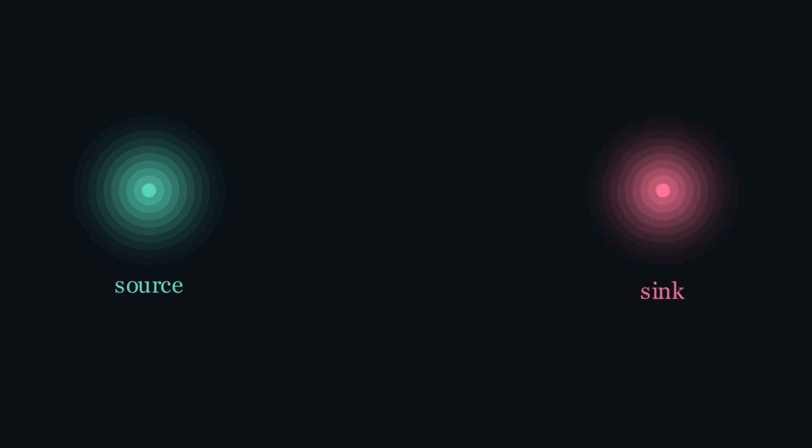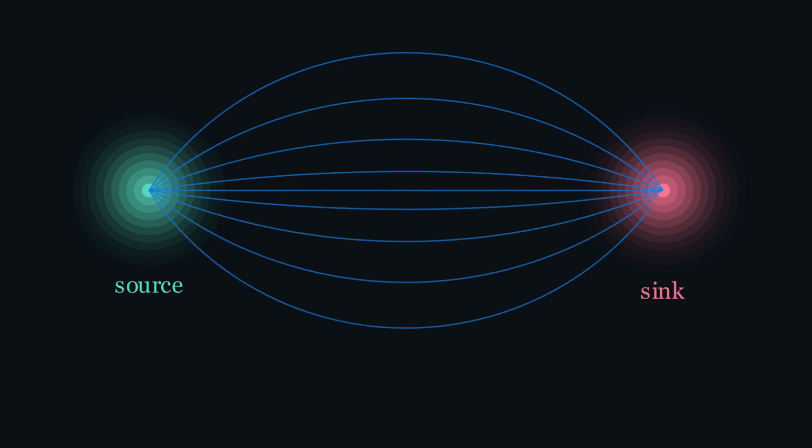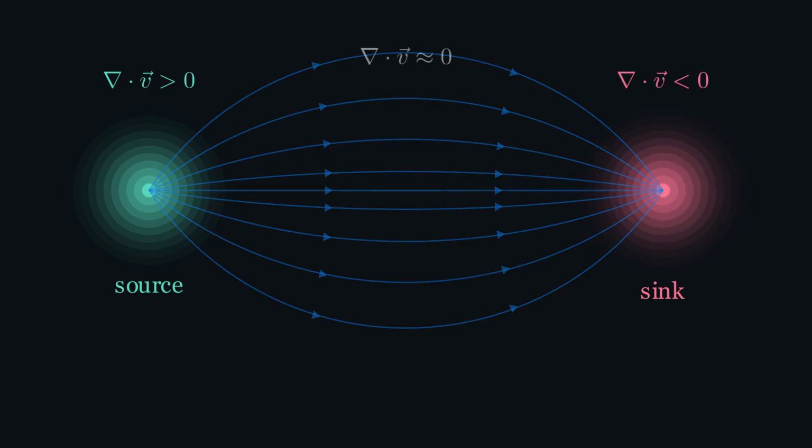Picture a field with a source on the left, water pouring out, and a sink on the right, water draining in. In between, the flow bends from one to the other like the water's commuting across town. Now divergence lights up in exactly two places, bright positive at the source, bright negative at the sink, and basically nothing everywhere in the middle. Even though the water in the middle is clearly moving fast, its divergence is zero, because a little blob passing through the middle doesn't grow or shrink, it just travels.